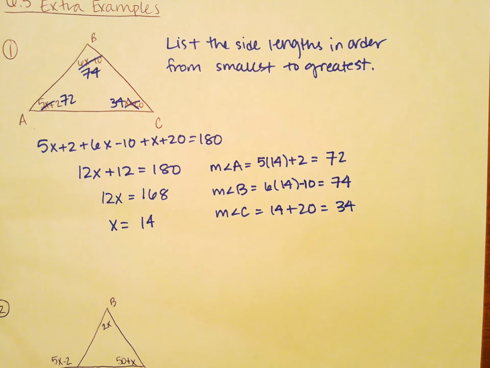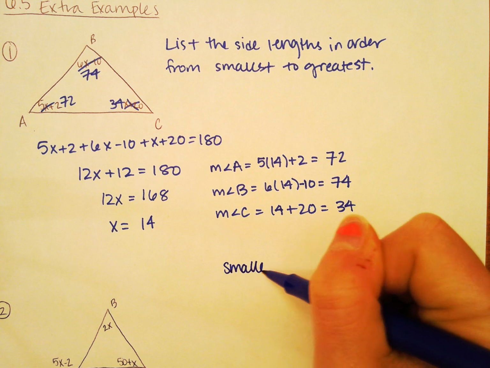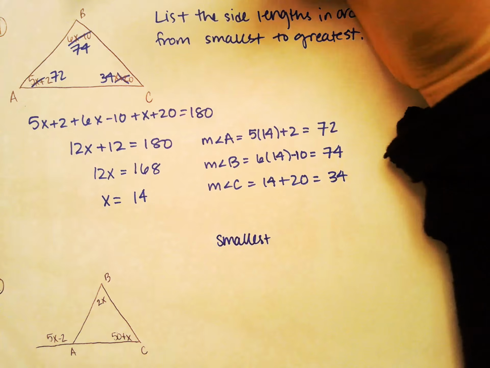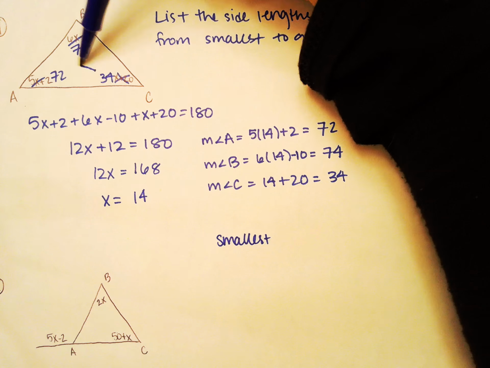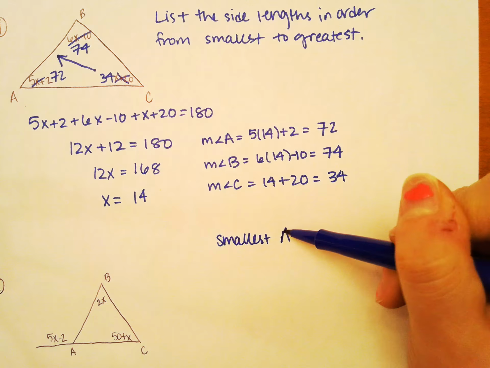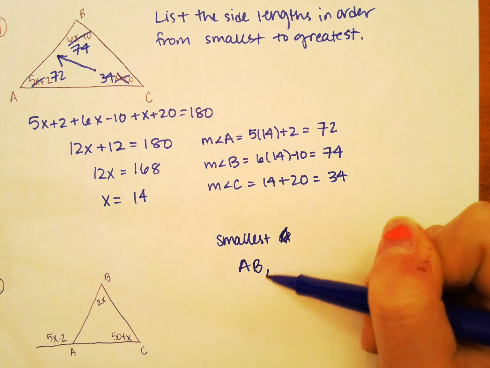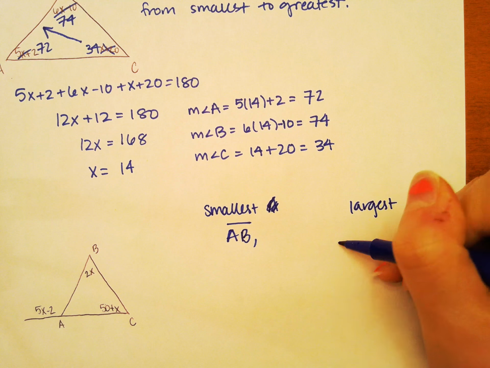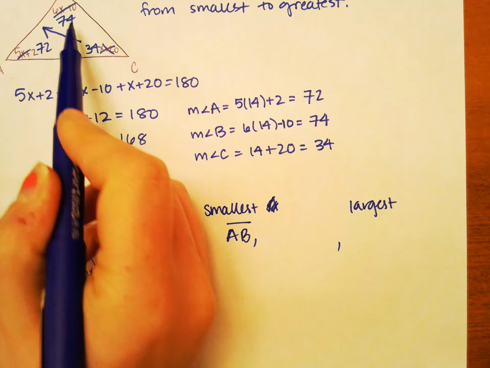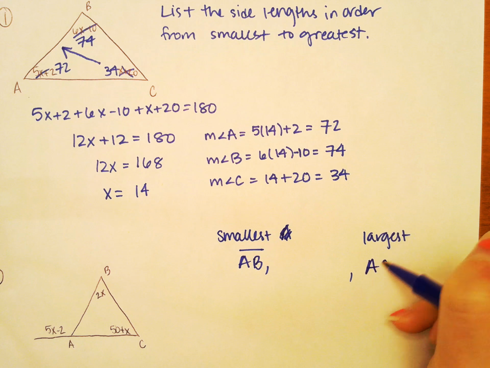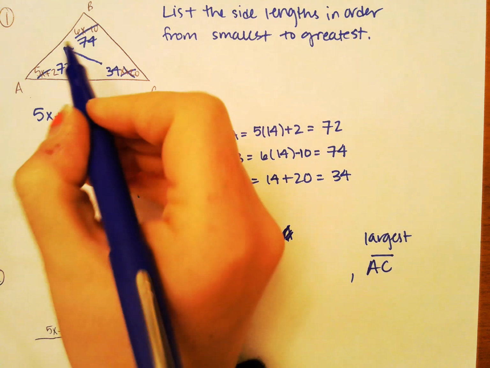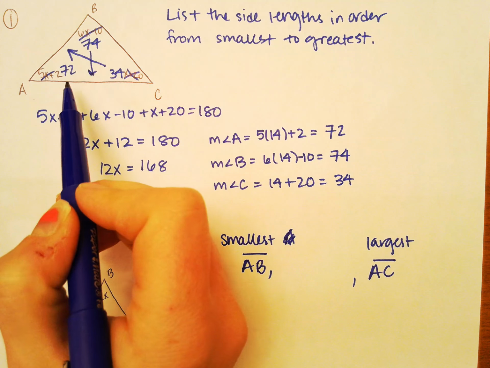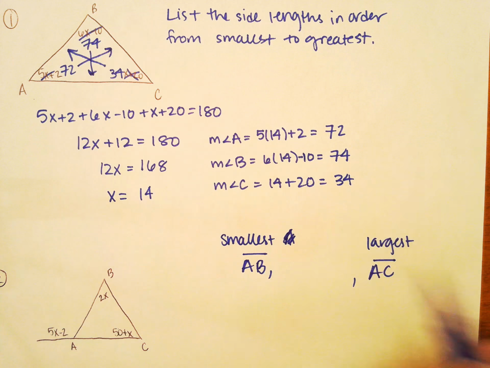And now I can use those angle measurements to list my sides in order from smallest to greatest. The smallest side length that I have would be across from my smallest angle, which in my case is 34. So that means that AB has to be my smallest side length. And then my largest side length has to be across from my largest angle, which is 74. So that means that AC is going to be my largest side length. So then the intermediate side length is across from my middle angle, which is going to be BC.